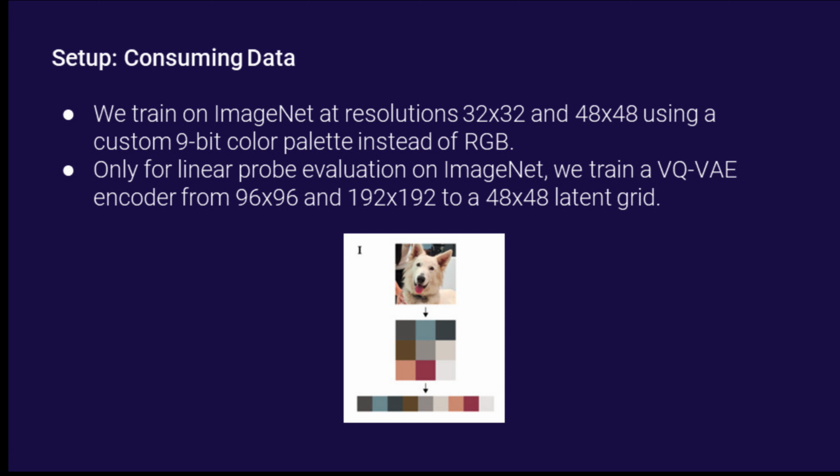There's also another detail here. Only for linear probe evaluation on ImageNet, we'll train a VQVAE encoder that goes from even higher resolutions, like 96 by 96 or 192 by 192, down into a 48 by 48 latent grid. And this is motivated by trying to capture some of the higher resolution details in ImageNet, which are often important for ImageNet classification. And we use VQVAE because in some sense it's a generalization of k-means.